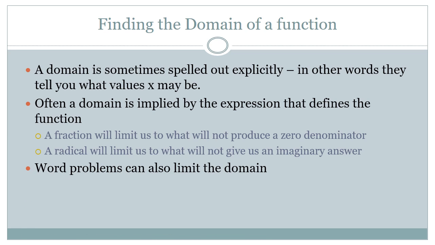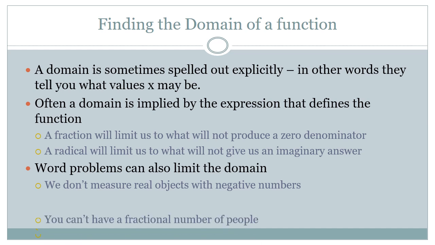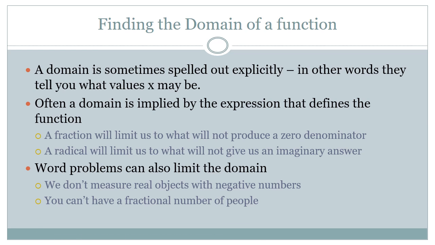A word problem can limit the domain. We don't measure real objects with negative numbers. So if we're trying to do a problem with measurement, then you're not going to let x go less than 0. You can't have a fractional number of people. So that's going to limit the types of numbers you can use. You also can't have a negative number of people.